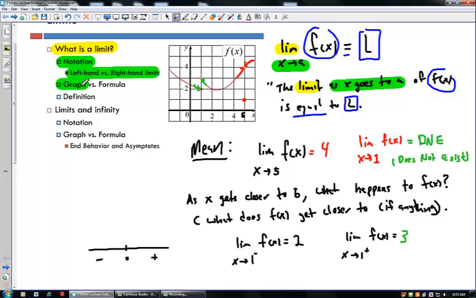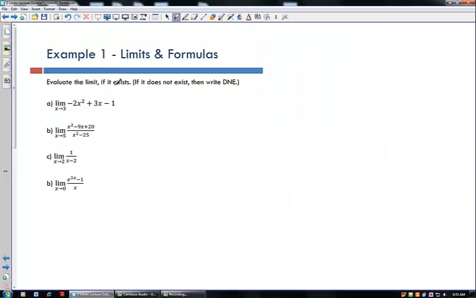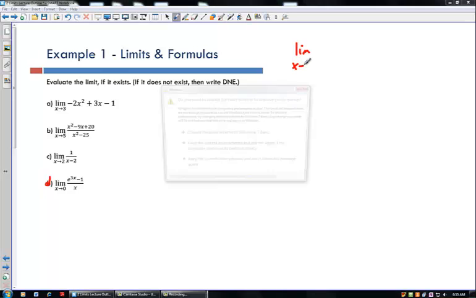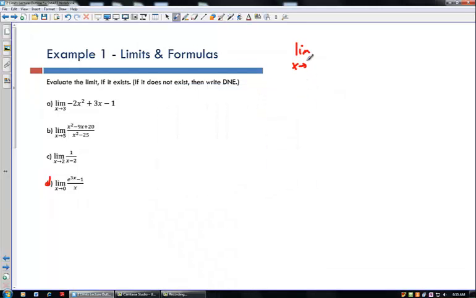We talked about the graph last time. Now I want to start talking about how we do limits with formulas. So let's start with some examples. I have 4 examples here. That should be D. The first thing you want to do is just try to plug in the point, because remember, if a function is continuous, we have this definition: the limit as x goes to a of f of x, you simply plug in the point if it's continuous.